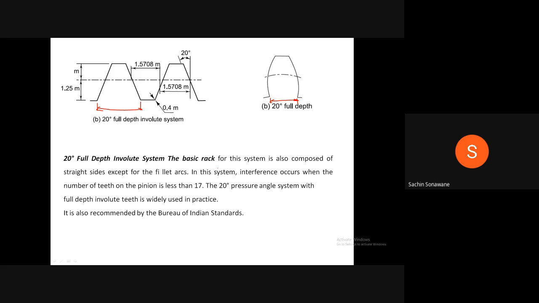Therefore, the 20-degree pressure angle system with full depth involute teeth is widely used in practice. It is also recommended by the Bureau of Indian Standards. In this system, interference occurs when the minimum number of teeth is less than 70.